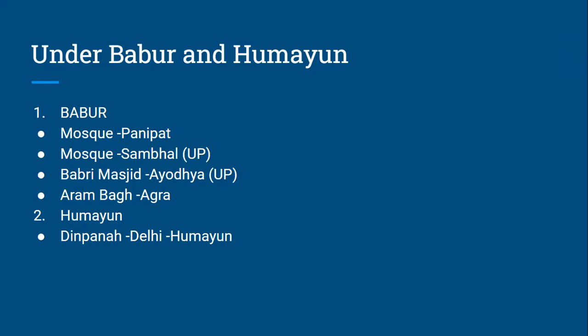Second, he built the mosque at Sambhal, it's in UP, and we all know about the Babri Masjid built by Babur's general Baki at Ayodhya, and we know all this history, it's in UP. Then Aram Bagh, which we have seen, that's in Agra. So 4 structures under Babur: Panipat Mosque, Sambhal Mosque, Babri Masjid, and Aram Bagh at Agra.